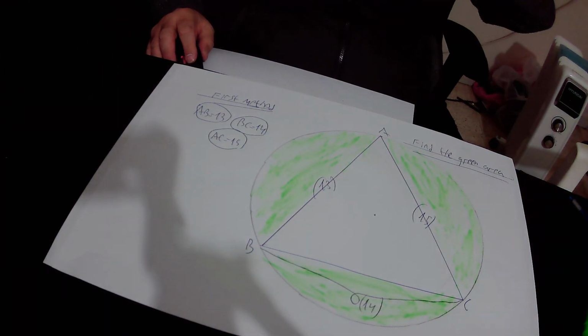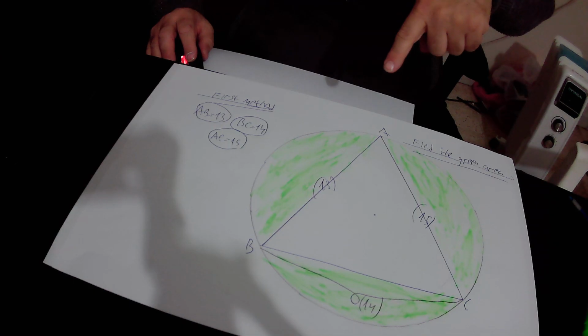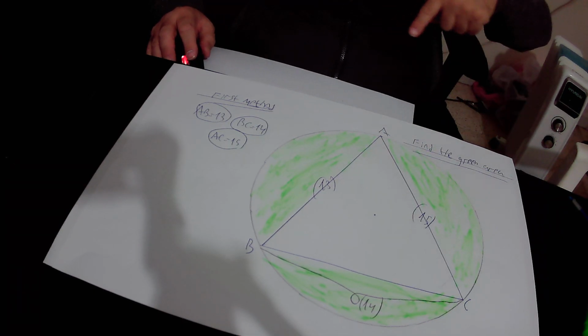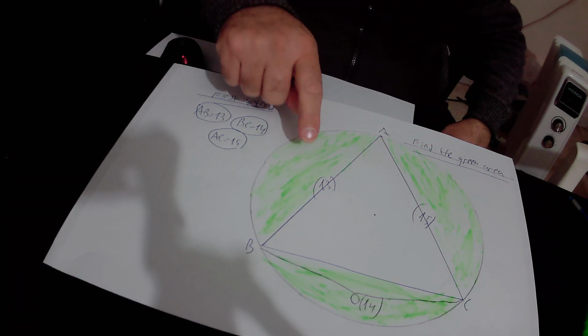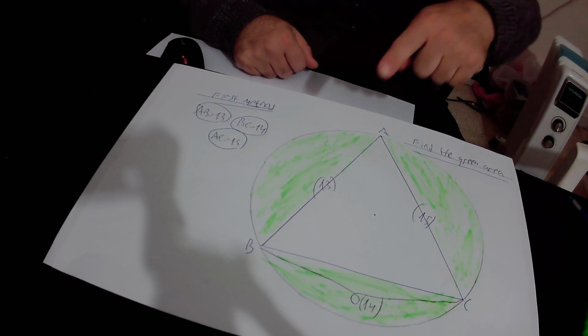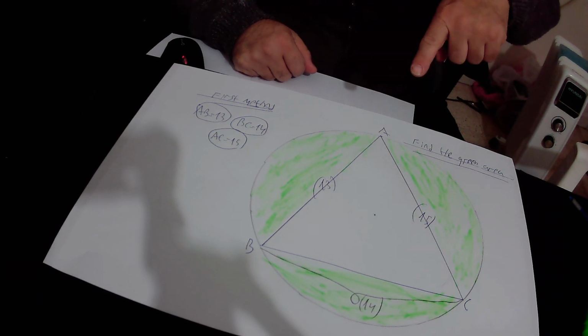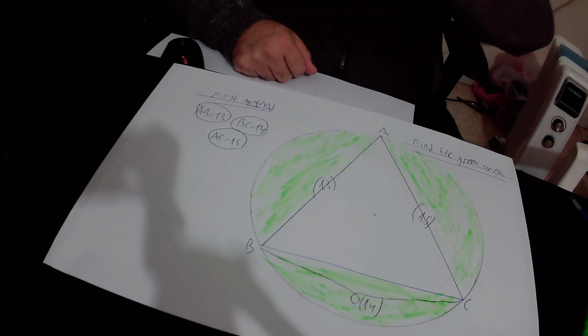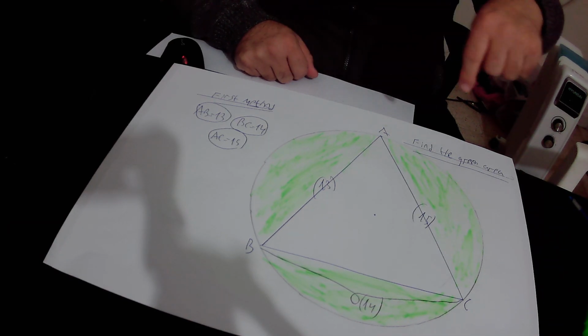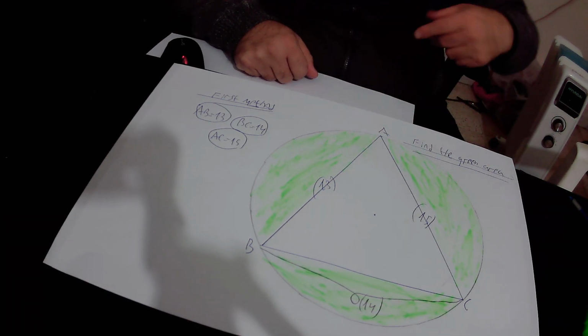Hello, in this lecture we'll find out the area of the green shape using two different methods. In the drawing we have a circle. Inside this circle we have triangle ABC. We know that side AB of triangle ABC equals 13 units in length, side BC equals 14 units, and side AC equals 15 units. Our mission is to find the area of this green shape.